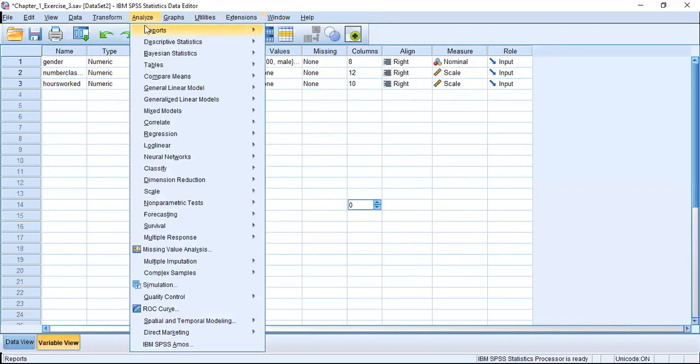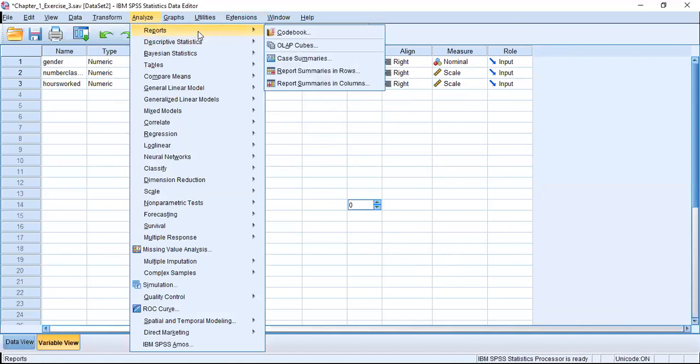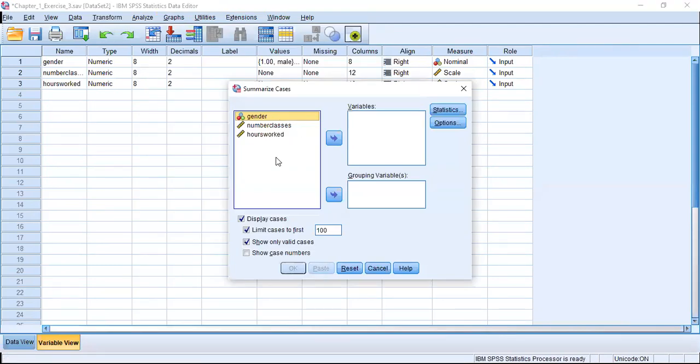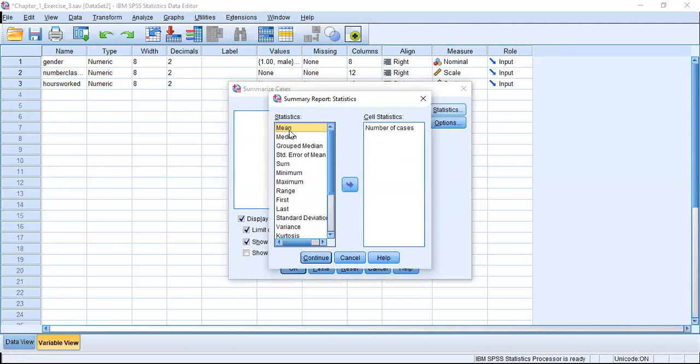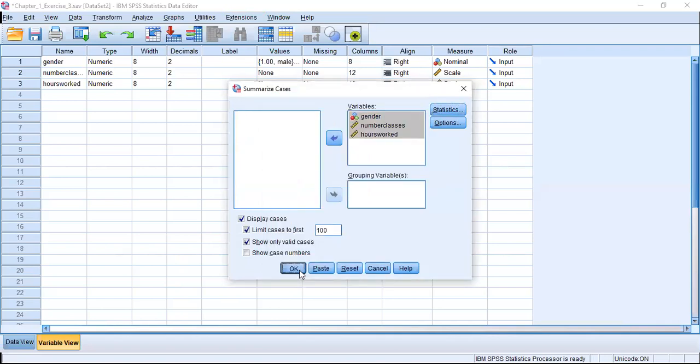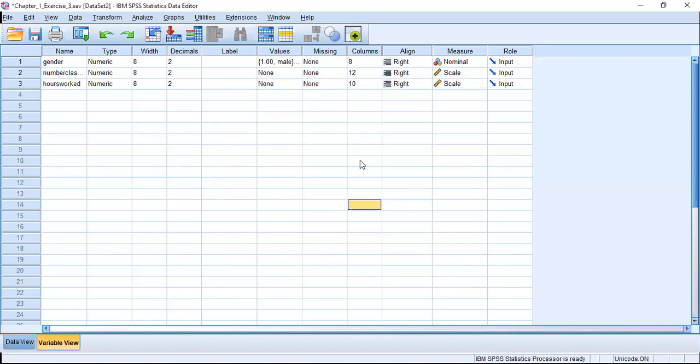So we move to Analyze, then Reports, and then Case Summaries. That's it. These 3 variables are given to you. Press the shift button, move the down arrow button, click on the middle arrow, and then Statistics. I will be keen on understanding the mean and the standard deviation. So I'll select the mean first, and then the standard deviation. The standard deviation has been selected. Continue, I'll click. Okay, and the analysis has already come.